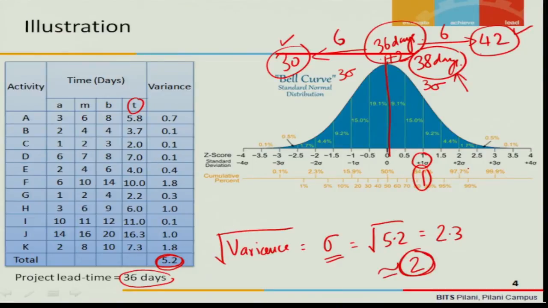If I want to know that it is 98%, then it will be 2 sigma, which will be 36 plus 2 into sigma, which is 4. So 40 days, you have a 98% chance that it will be completed within 40 days. So this is how you will use the computation. Okay.